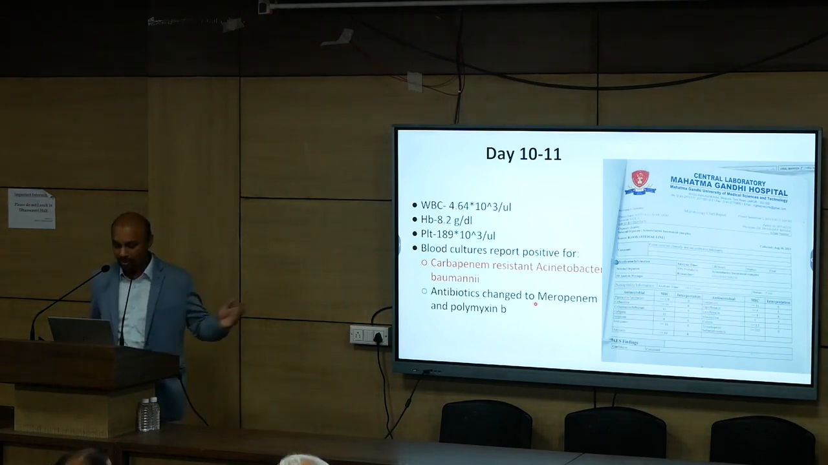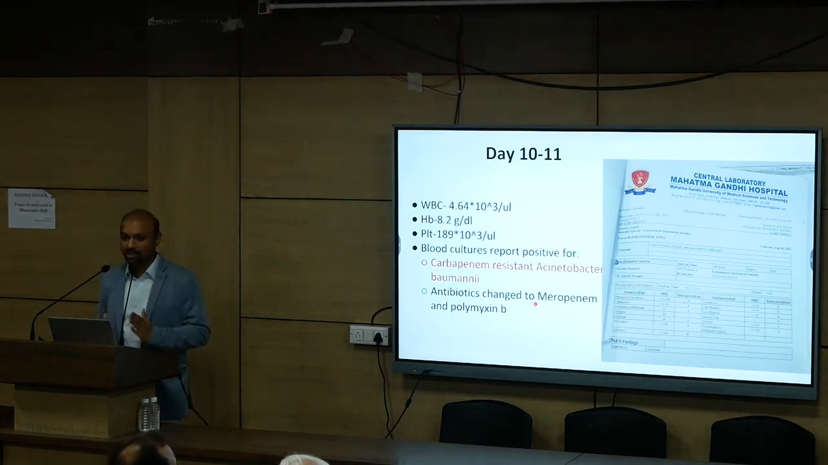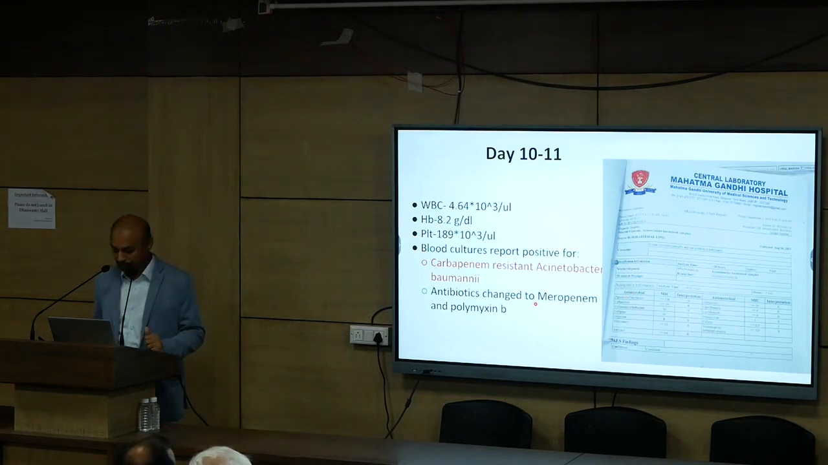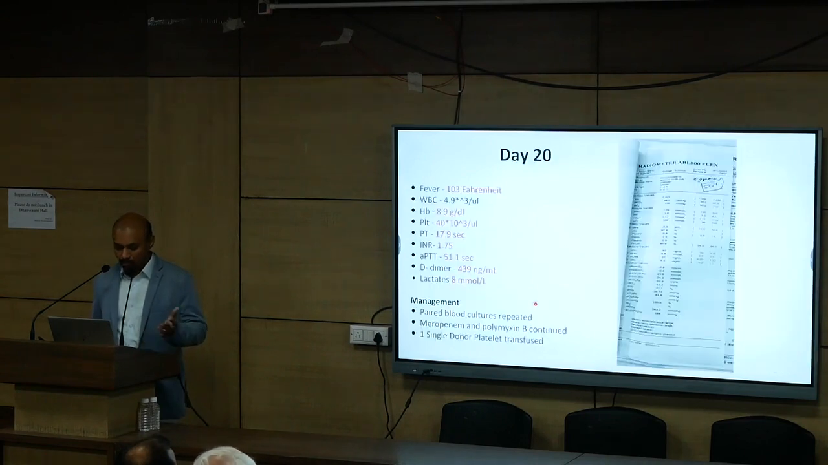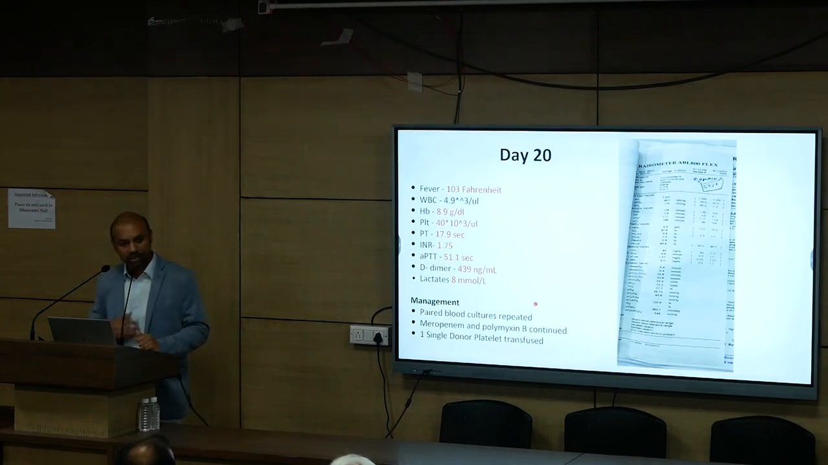Though in the report it was shown that it is sensitive to cefoperazone-sulbactam also, if the patient has a carbapenem-resistant Acinetobacter baumannii, it has been reported in various trials that the mortality is way better if we give a combination of meropenem along with polymyxin B. Now I'm jumping directly to day 20 because between day 10 and day 20 the plasma exchange was being done on a daily or alternate-day basis.